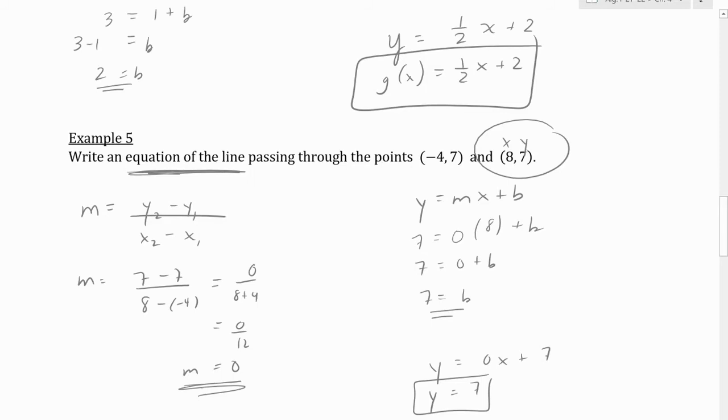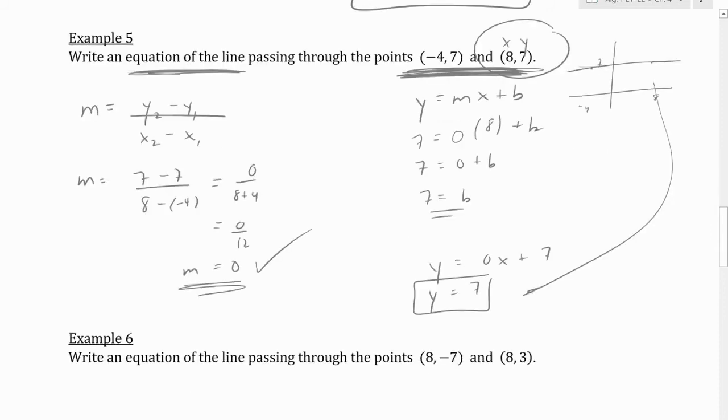Or you could have gone, ooh, horizontal line. A horizontal line running through either of those 2 points is y equals 7. And technically, you could have just looked at it right there and said, ooh, -4, 7, and 7. The only way it runs through both is if it's horizontal, and the equation of that horizontal line is y equals 7.